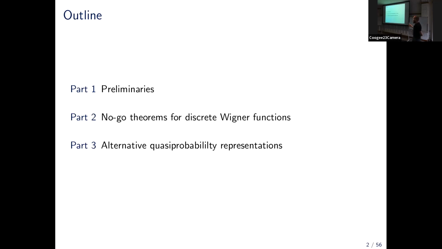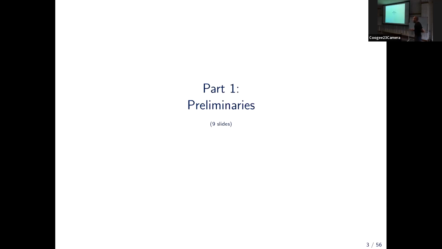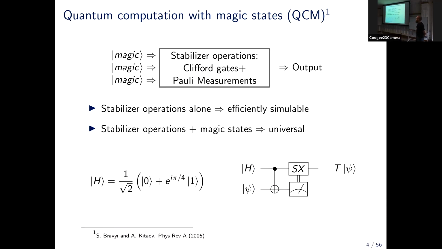So instead of doing this, I'm just going to flash the main results in part 2 and go to part 3, and then if there's time, come back and go through part 2 of the results. So first, definitions. The computational model we're talking about is quantum computation with magic states.